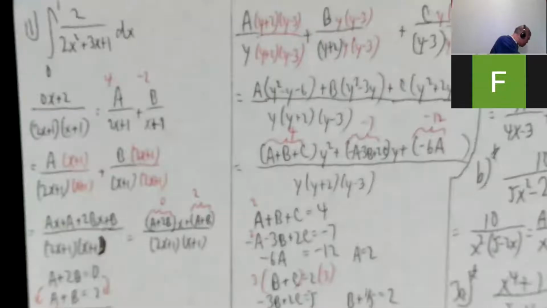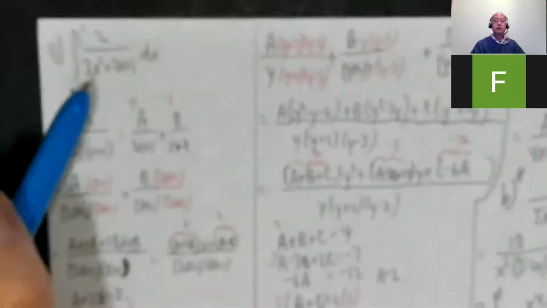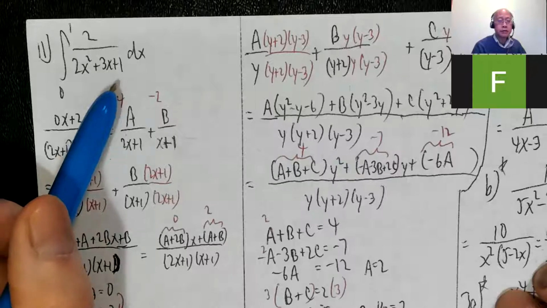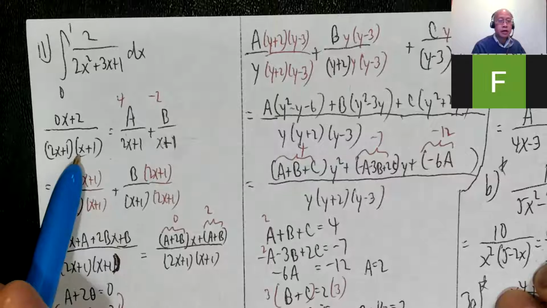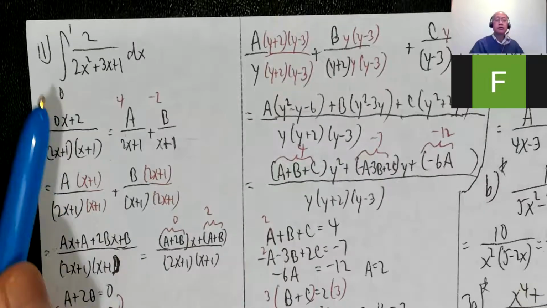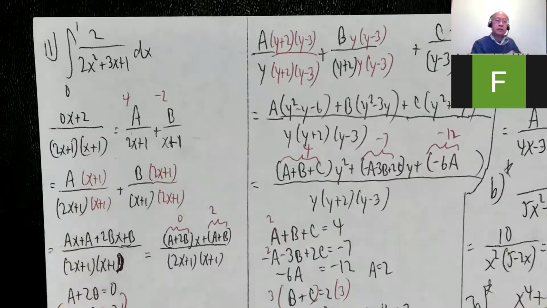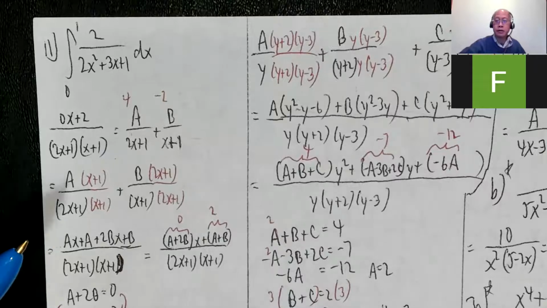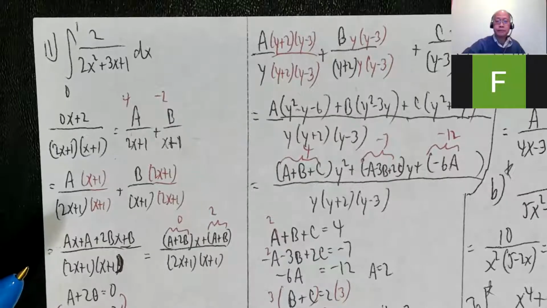Problem number 11. You go from 0 to 1 of 2 over 2x squared plus 3x plus 1 dx. The first thing I'm going to do is factor the bottom, and this factors quite easily into 2x plus 1 times x plus 1. The numerator, 2, think of it as 0x plus 2. In case you say, do I have to do that? Yes, in this particular case, you have to do that. Otherwise, it's not going to work the right way. So just go ahead and do it, and you'll see the reason why we do it that way a little bit later.